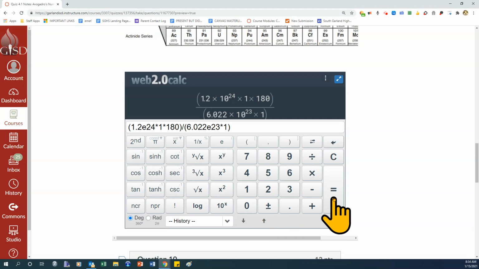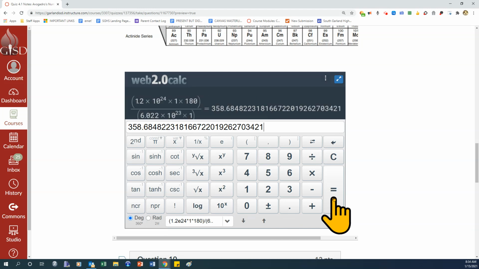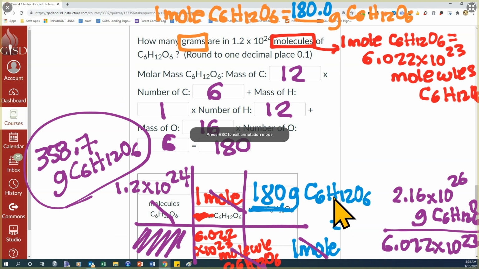All right, let's double check. Enter, and the answer is, what's the answer? 358.68. So this is 358.7. And let's compare that to our answer. That's correct. You see that? All right. Hold on, guys. We're just two problems away. Just two more problems away, and then we're done with this thing.